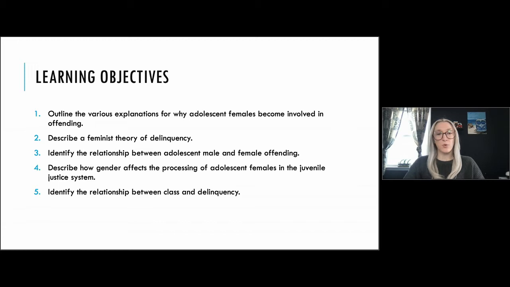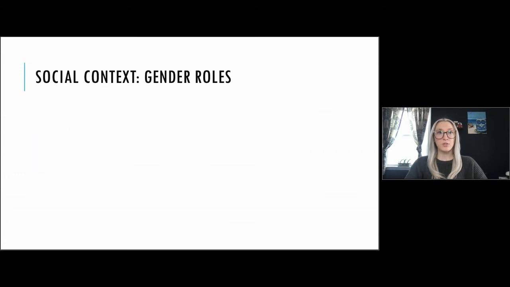So females have reported that they need to be listened to and feel heard, and a lot of female offenders don't feel that their stories are always being told. We also have social values and norms that can possibly lead to discrimination against females, specifically African American, Hispanic, and lower class female youth. So let's look at the social context of gender roles.